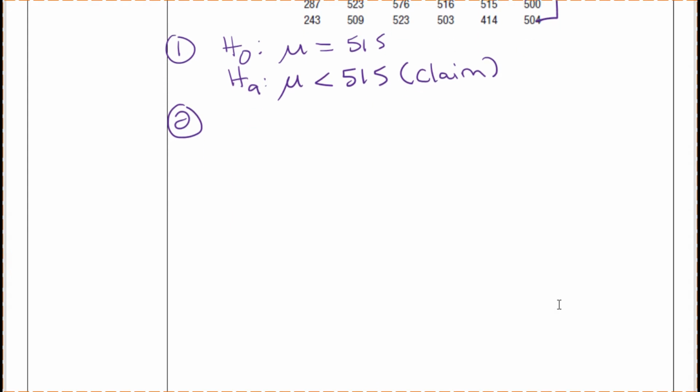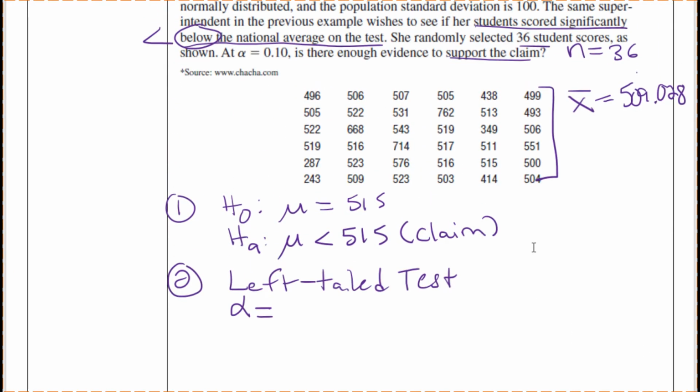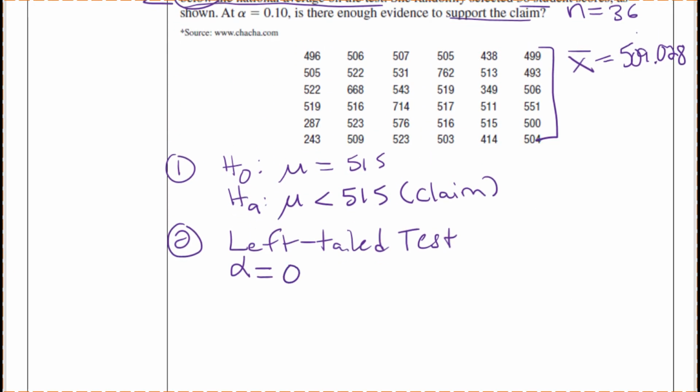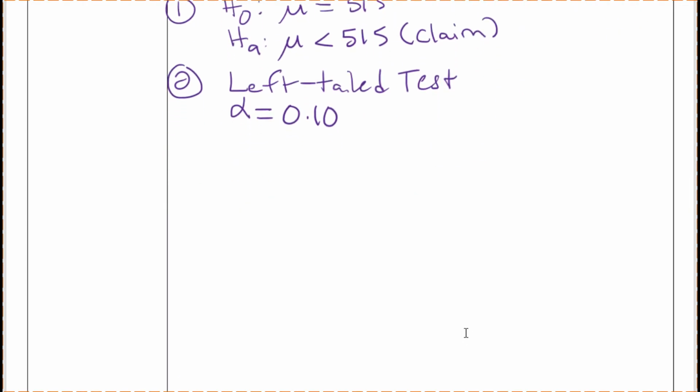So step 2, we want to find the critical value. In this case, we are doing a left-tailed test because the alternative hypothesis is pointing to the left. Because we're doing a left-tailed test, we're simply going to use alpha. We're not going to use 1 minus alpha. So in this case, alpha is 0.10. Again, if it were a right-tailed test, we would use 1 minus alpha. If it were a two-tailed test, we would divide this alpha by 2.